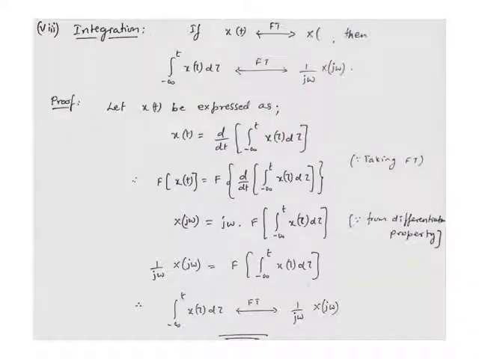Moving on to the next, the integration property for the Fourier transform, and its statement goes like this: if x of t has the Fourier transform x of j omega (I forgot to write x of j omega here, so you can make it x of j omega), then the integration from minus infinity to t of x of tau d tau, if I do the Fourier transform for this, I'll get 1 by j omega x of j omega. So if I integrate the given input x of t and take the Fourier transform, it is 1 by j omega times x of j omega from the frequency domain.